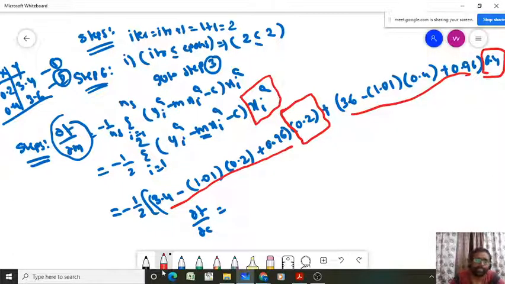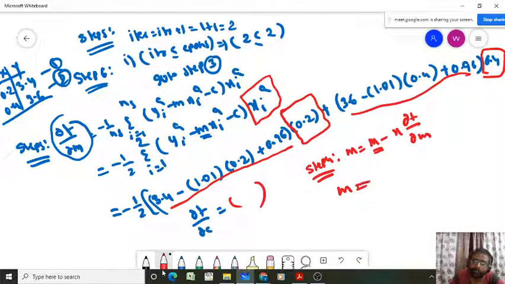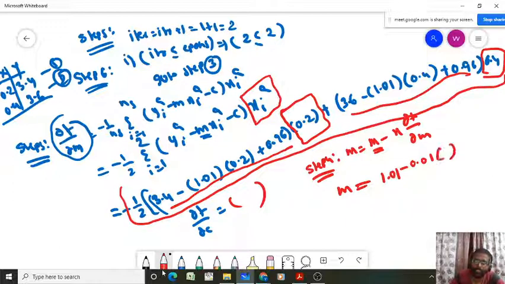So once you have calculated the dou F by dou M and dou F by dou C, we get some value. Once these values are coming, then we have to go to step 4, where we have to update our model parameters. M equal to m minus eta into dou F by dou M. So what is the value of m here? Is it 1? Here m is 1.01. Yes, it is 1.01, and minus 0.01 into dou F by dou M. Dou F by dou M will be coming from this equation overall. So that value you have to keep here and update the M value.